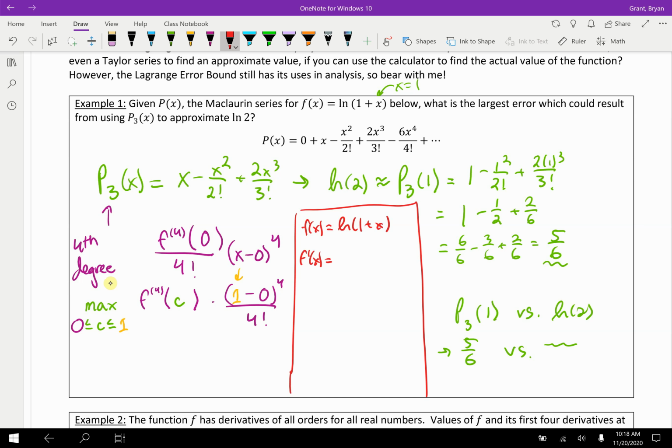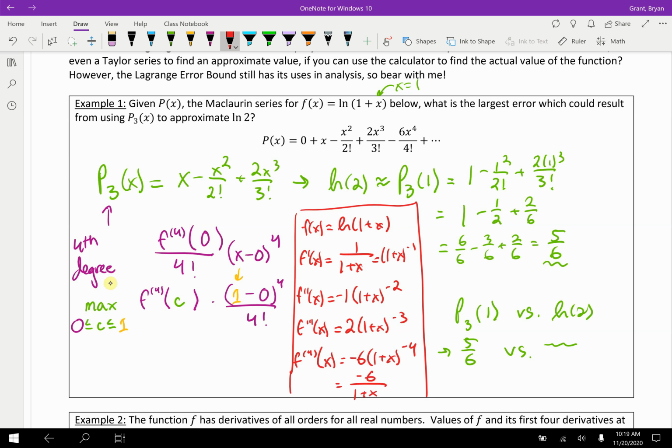First derivative, that guy, which is of course 1 plus x to the negative first. Second derivative, negative 1 plus x to the negative second. Third derivative, 1 plus x to the negative third. Fourth derivative, finally, negative 6, 1 plus x to the negative fourth, or if you want, negative 6 divided by 1 plus x to the fourth.